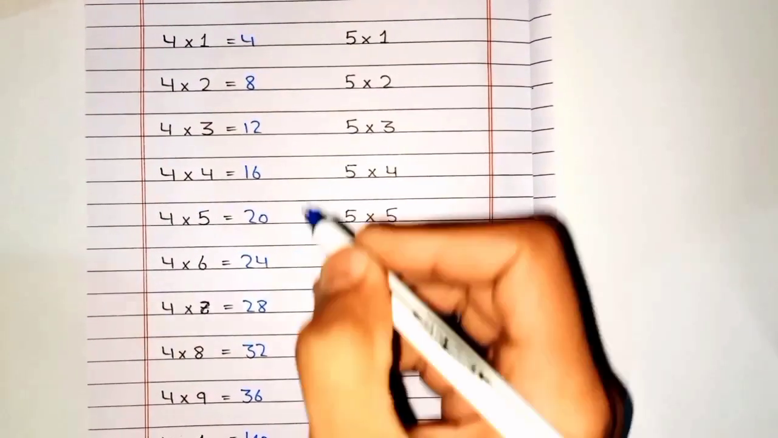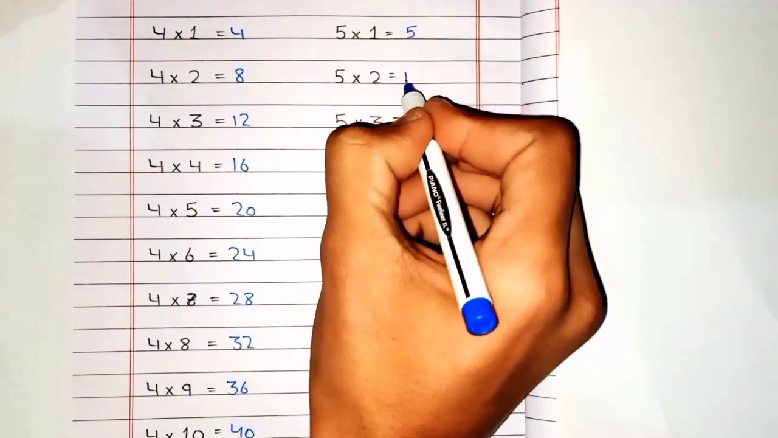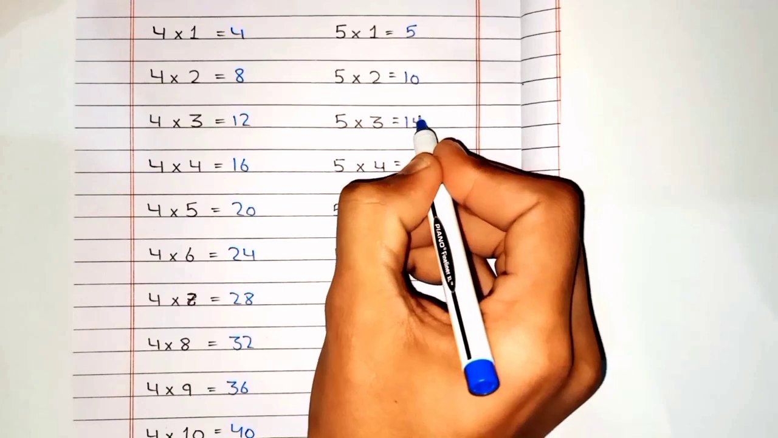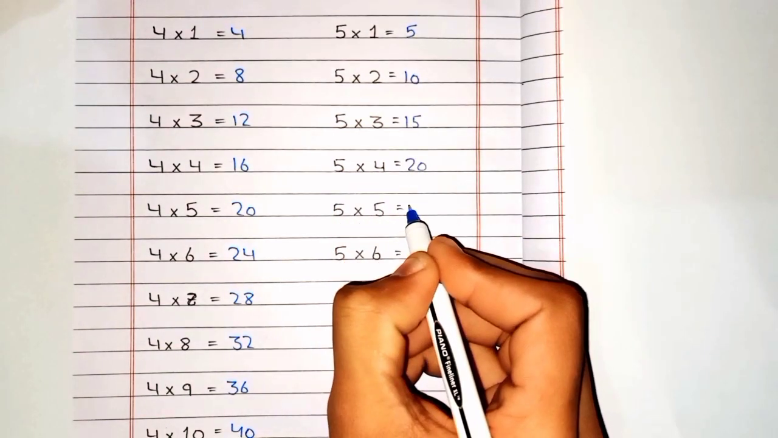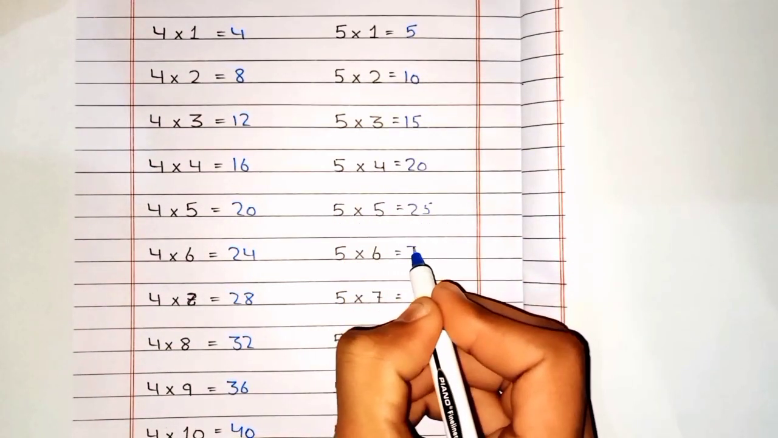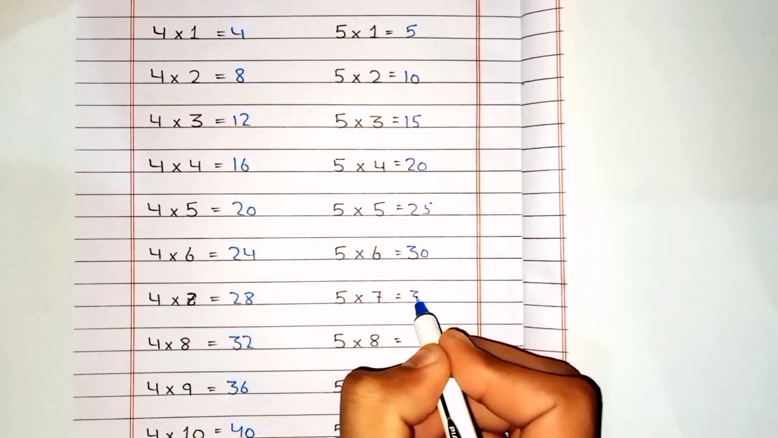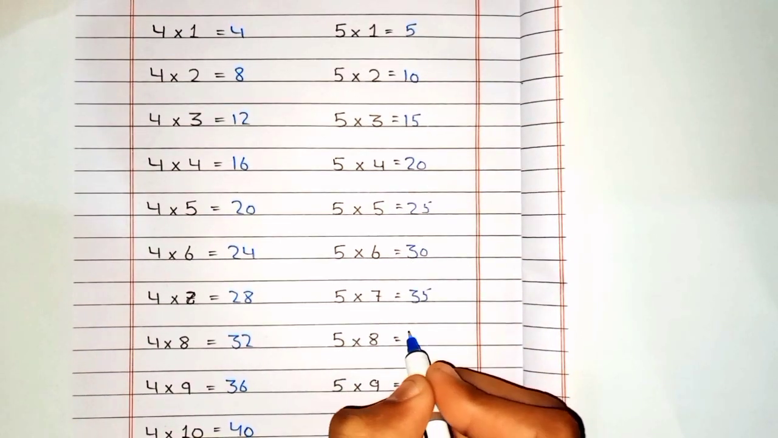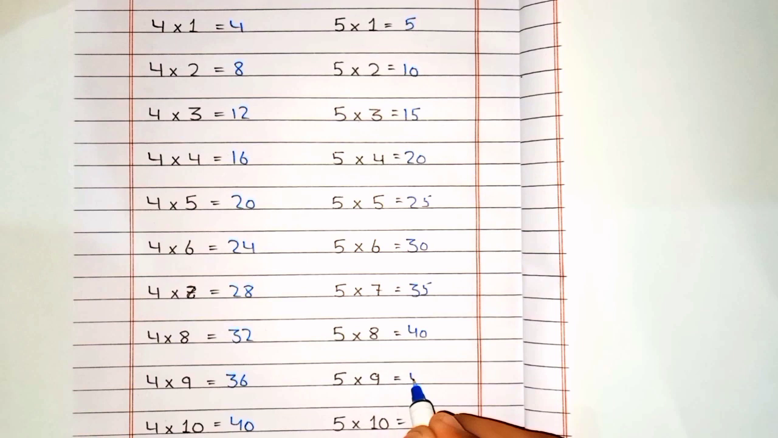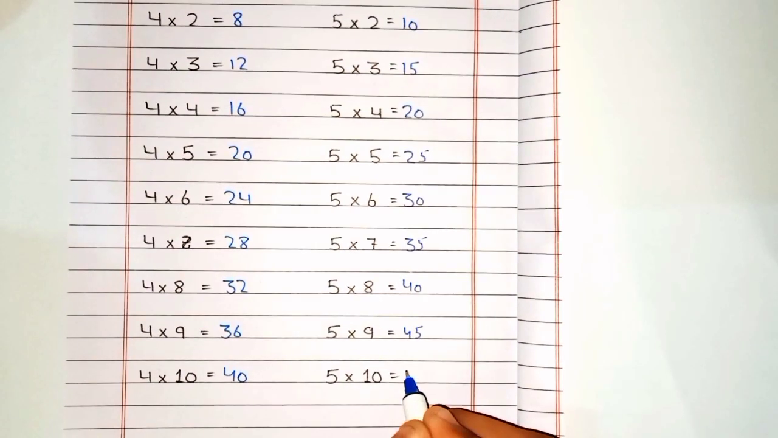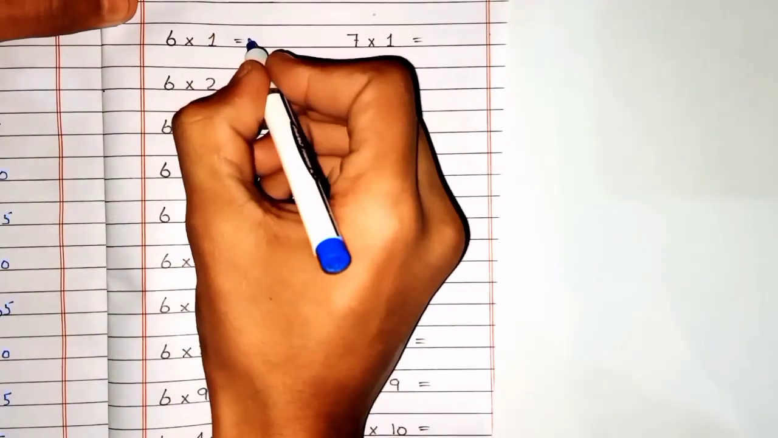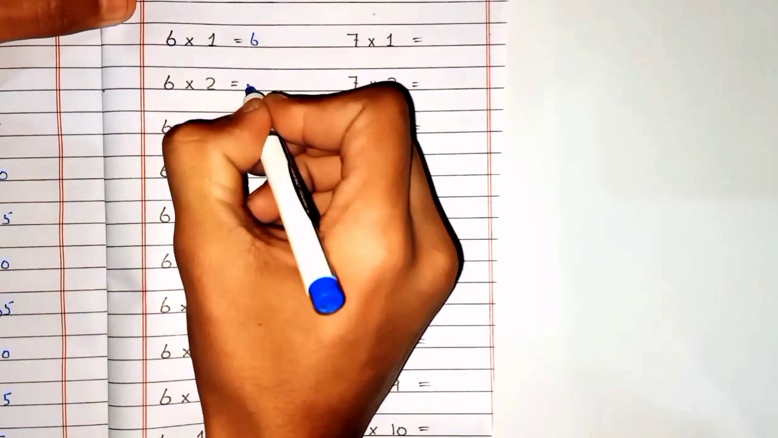Table of 5. 5 ones are 5, 5 twos are 10, 5 threes are 15, 5 fours are 20, 5 fives are 25, 5 sixes are 30, 5 sevens are 35, 5 eights are 40, 5 nines are 45, 5 tens are 50. Let's now do the tables of 6 and 7.